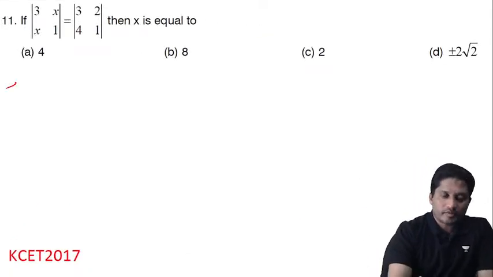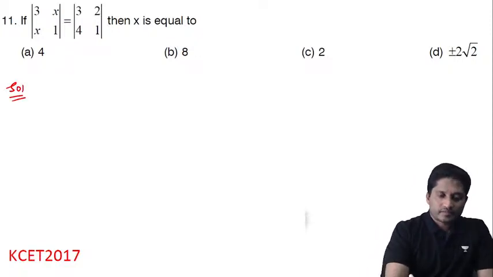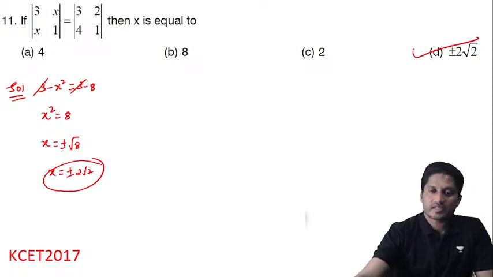Okay, it's a simple problem on determinants. This is 3 minus x square, is equal to 3 minus 8. You cancel the minus as well. You will get x square is equal to 8. This is equal to plus minus root 8. So x is equal to plus minus 2 root 2 is the answer. Question.